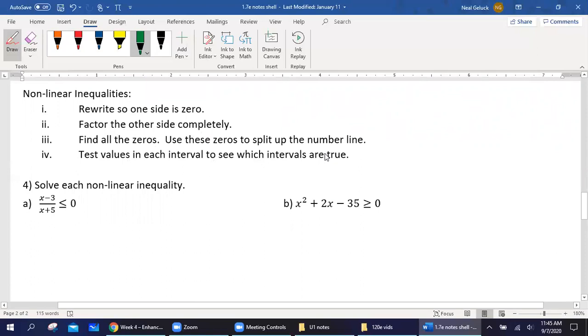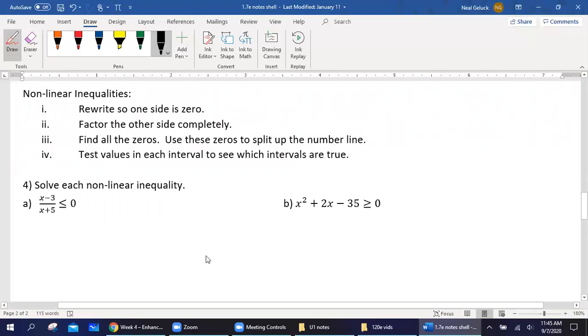Those are going to split up the number line, and then we're going to test numbers in each interval. So first step is rewrite so one side is 0. I've already got that on 4a. I'm going to factor. It's already factored. I've got x minus 3, x plus 5. There's nothing else I can do with those. So I'm basically down to step 3 already.